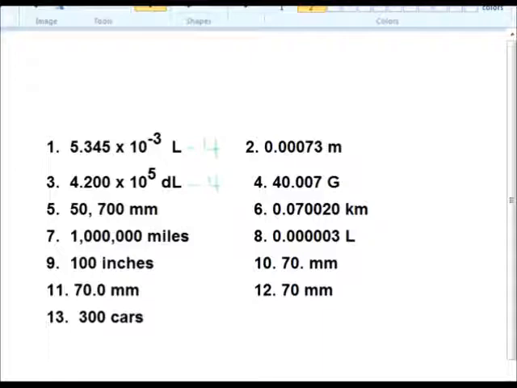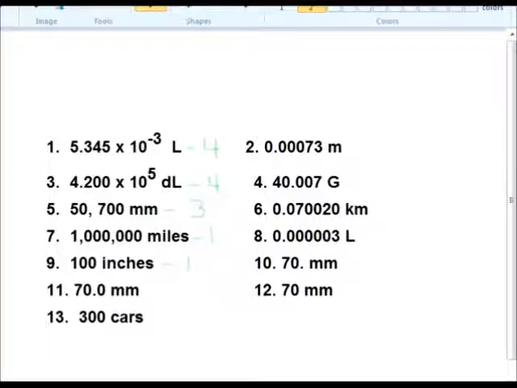Number 5. There's not a decimal, so I can't count any significant figures until I hit a real number. When I get to the 7, that's when I start counting, so I should have 3 significant figures. Number 7, 1 million miles. There's not a decimal, so none of those zeros are important until I hit a real number. When I hit the 1, that only gives me 1 significant figure. All those other zeros are just placeholders. It could be 1,000,001 miles, it could be 1,000,002. We really don't know, so those zeros aren't significant. Number 9, same thing, not a decimal, so only 1 significant figure.